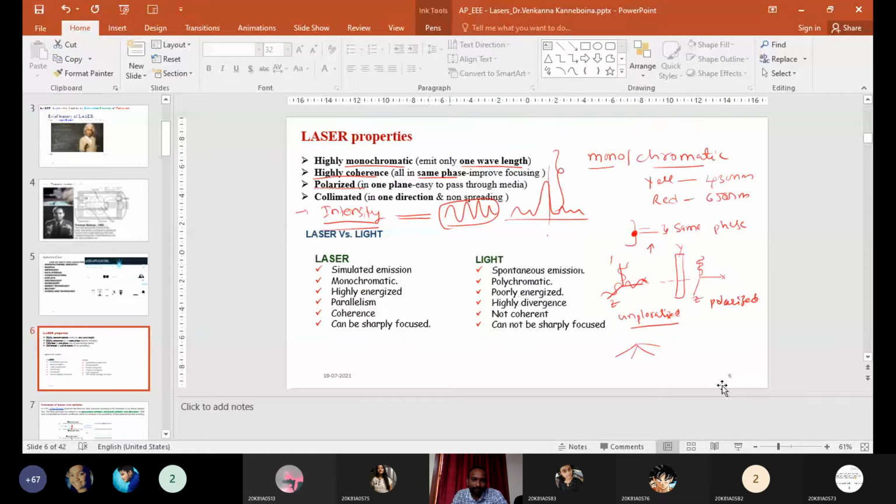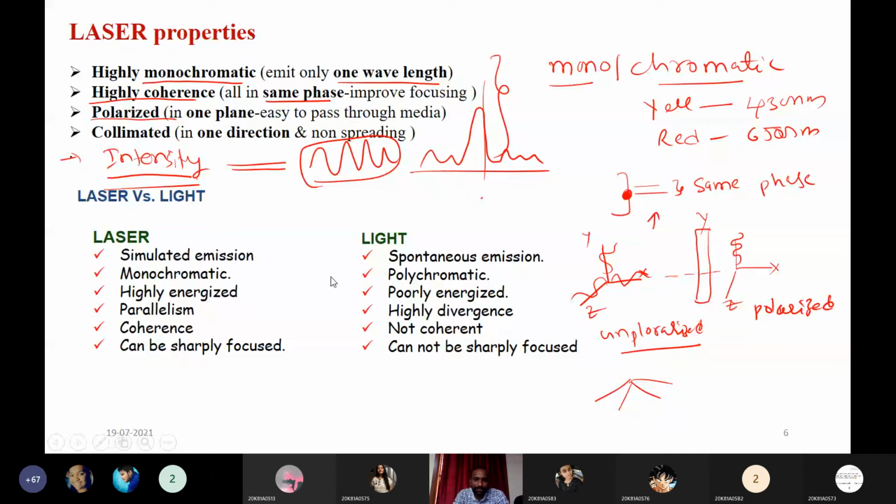After that, next we will see, in our homes also we observe general LED lamps or incandescent lamps. If you compare these two lights, in a laser the light is produced by stimulated emission, whereas in normal bulbs or LEDs it is by the spontaneous emission process. We will discuss what spontaneous and stimulated emission are. In a laser it is monochromatic light, here it is polychromatic. Polychromatic means many wavelengths are involved in this light.